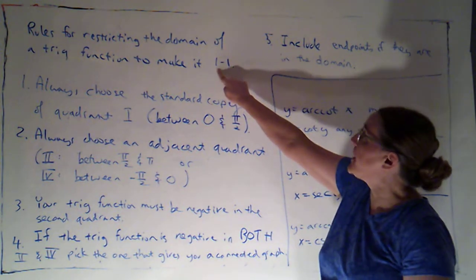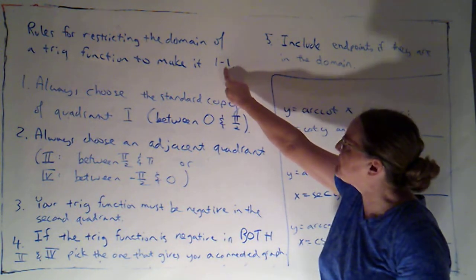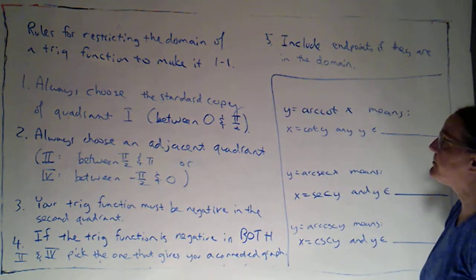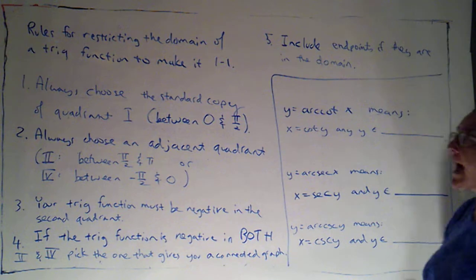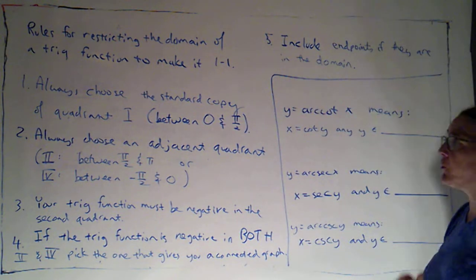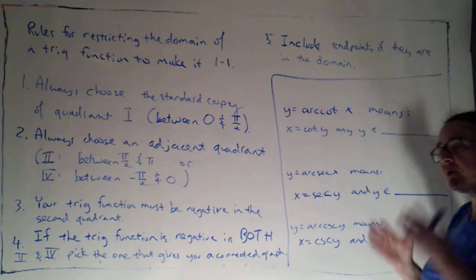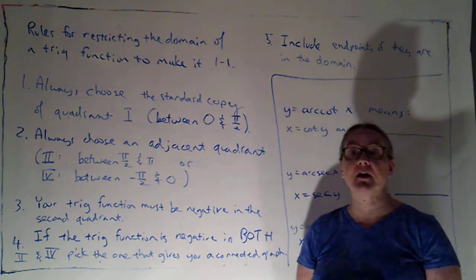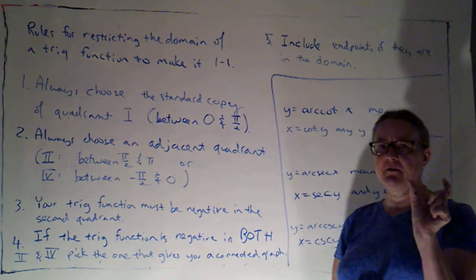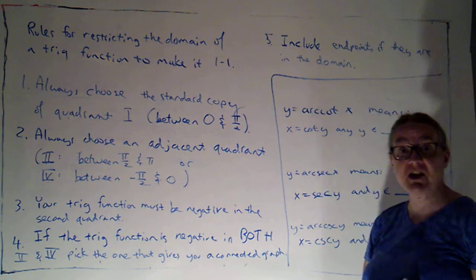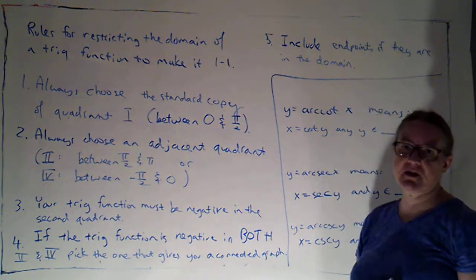We read that as 1 to 1. It's written 1 dash 1. Okay, 1 to 1, remember, makes it invertible. So there are some rules for how we restrict the domain, and I've written them up here on the board. We're really choosing intervals of x values or angles that we're going to plug in, but those intervals correspond to quadrants. When I represent my angles rotationally, the quadrants in which they would land.